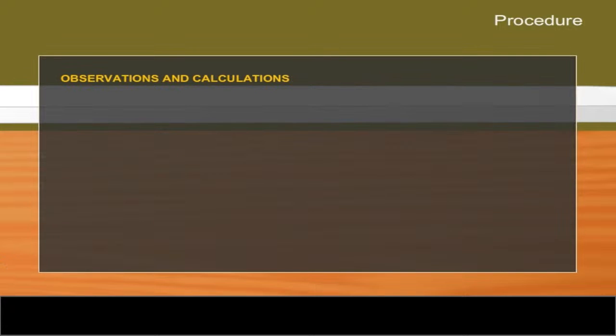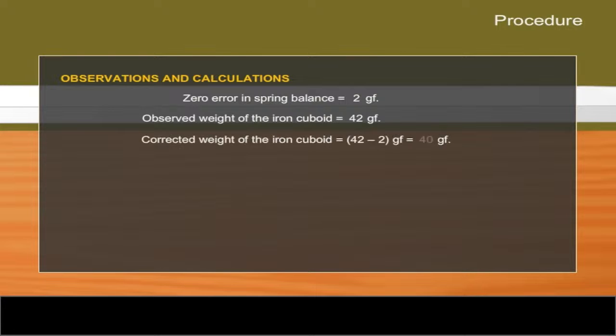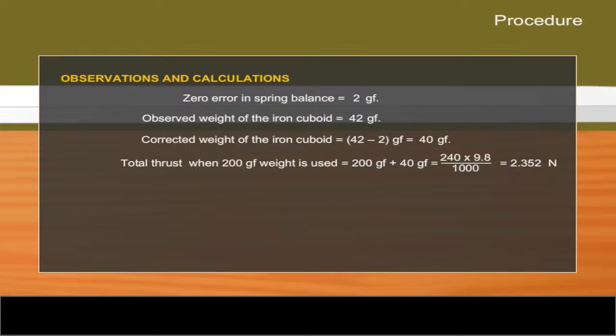Observations and calculations. Zero error in the spring balance is equal to 2 gram force. Observed weight of the iron cuboid is equal to 42 gram force. Corrected weight of the iron cuboid is equal to 42 minus 2 gram force, which is equal to 40 gram force. Total thrust when 200 gram force weight is used is equal to 200 gram force plus 40 gram force, which is equal to 240 x 9.8 divided by 1000, which is equal to 2.352 newton.